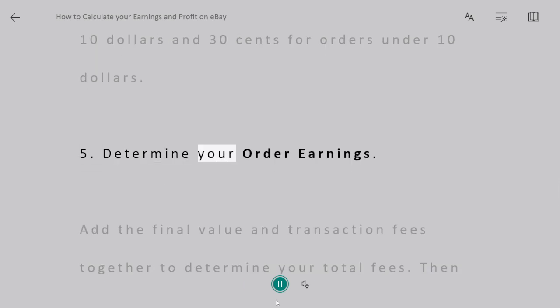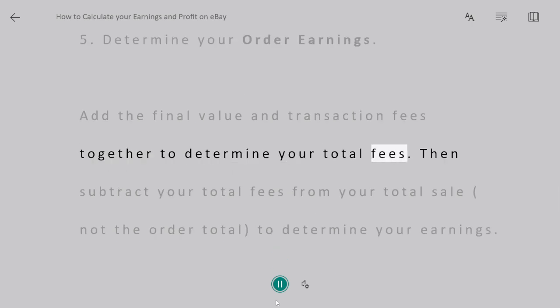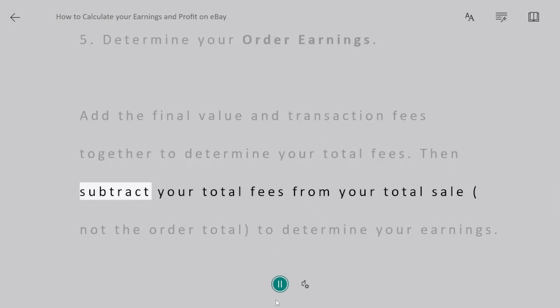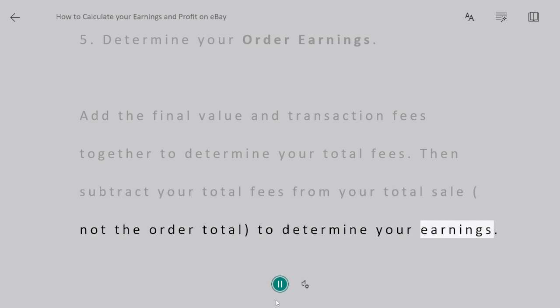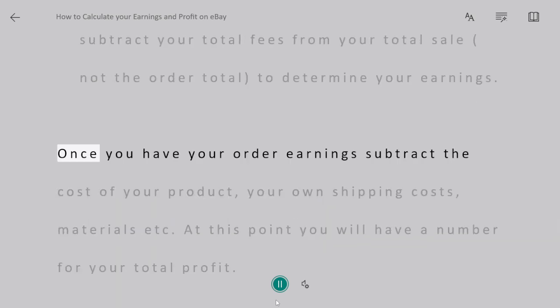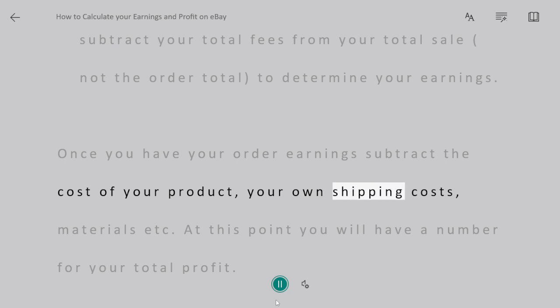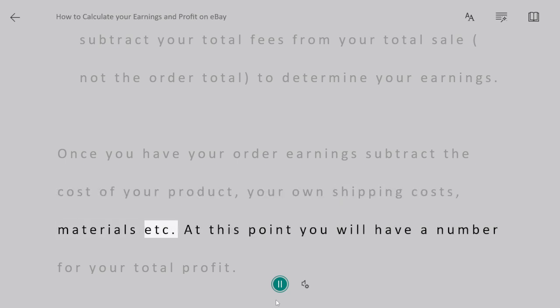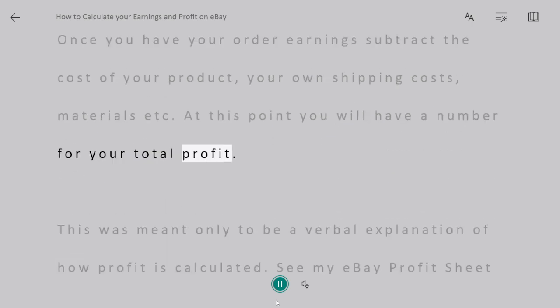5. Determine your order earnings. Add the final value and transaction fees together to determine your total fees. Then subtract your total fees from your total sale, not the order total, to determine your earnings. Once you have your order earnings, subtract the cost of your product, your own shipping costs, materials, etc. At this point, you will have a number for your total profit.